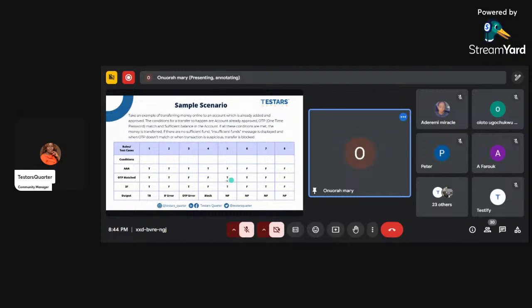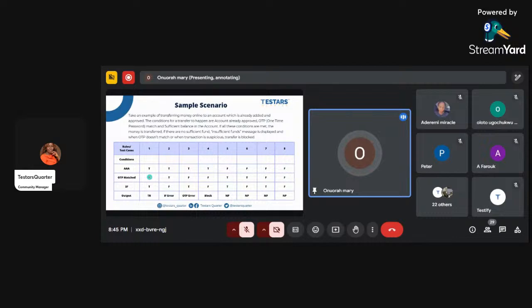Now, let's proceed with finding out what actually happens, or how we say, okay, this is a test case for us to test, based on these rules. The first condition says the account should already be approved. Looking at our first rule, in this case, this is true, the account is approved. Let me use my account, Mary's account. So in the first case, Mary's account is approved.